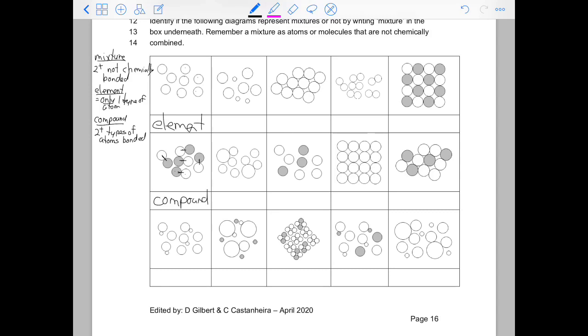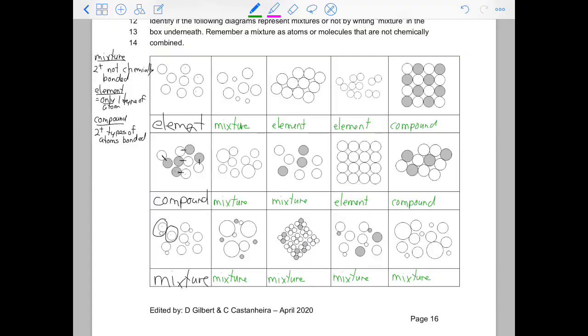And this third one here, I have some of the same atom, but a different type of atom as well. So it can't be an element. This is one type of molecule, and the atom here is on its own as well. So it's, again, not the same. So this must be a mixture. So now I would like you to pause the video, go through and find and label all the rest of these as well. We'll come back with the answers in a minute.